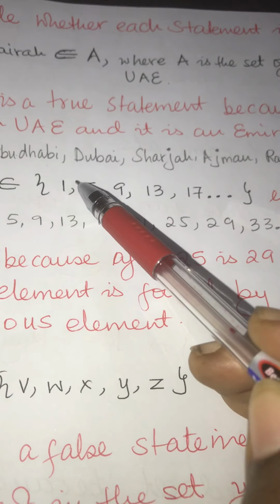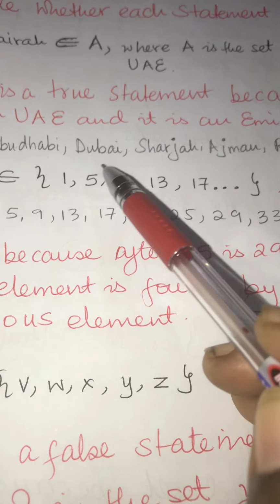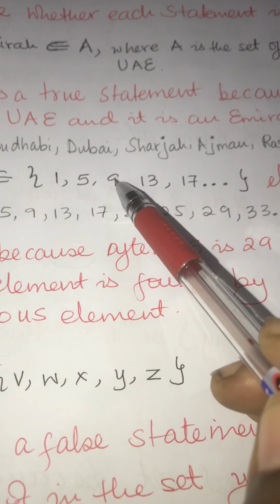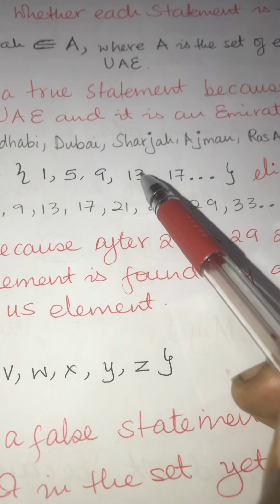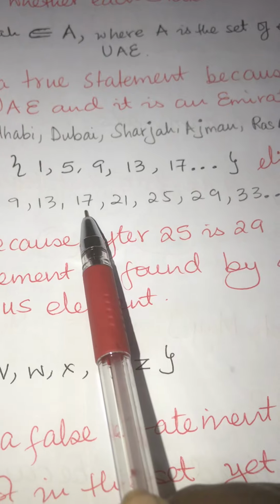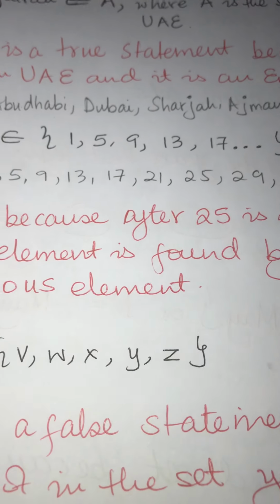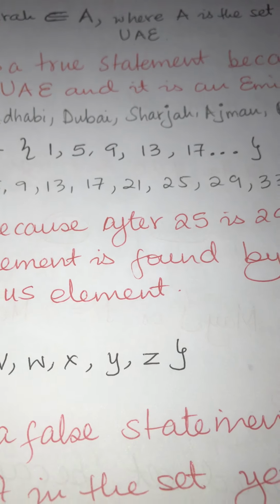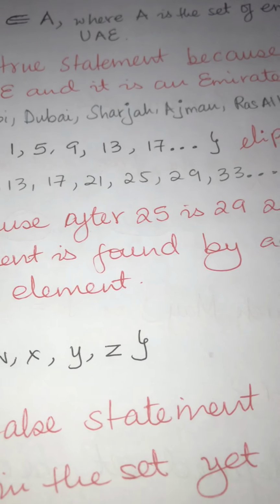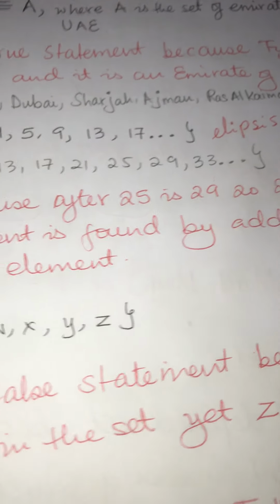What do I notice? For me to get 5, I added 4. So let me see. 5 plus 4 is 9? Yes. Is 9 plus 4 13? Yes. Is 13 plus 4 17? Yes. So I should continue by adding 4. If I add 4 to 17, I get 21. If I add 4 to 21, I get 25. If I add 4 to 25, I get 29. Like that. And this continues.